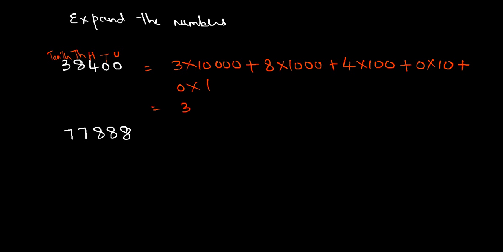Okay, just write the multiplied result. This is 30,000 plus 8,000 plus 400 plus 0 plus 0. Okay, so this is the expanded form. Similarly, we'll write the expanded form of the next number given.